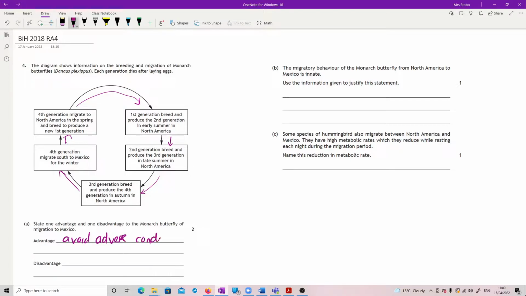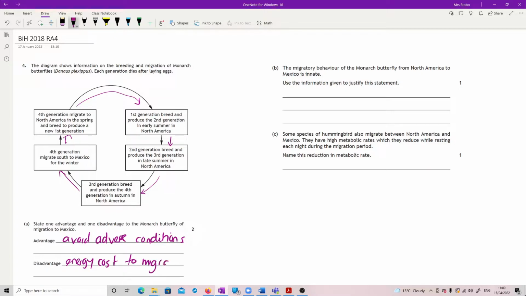And just go with that. That's all we're looking for. You could go with saying that it allows you to get more food or better conditions, but avoiding adverse is your standard answer. Okay. Disadvantage is that there is an energy cost to migration.